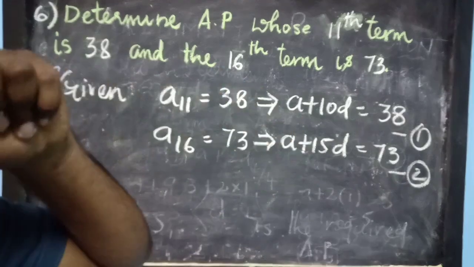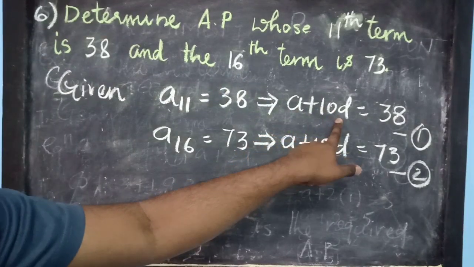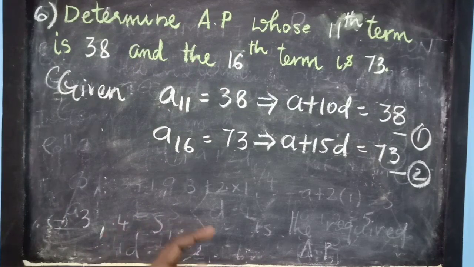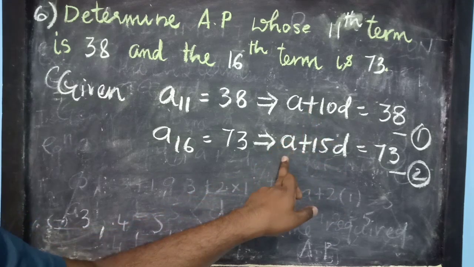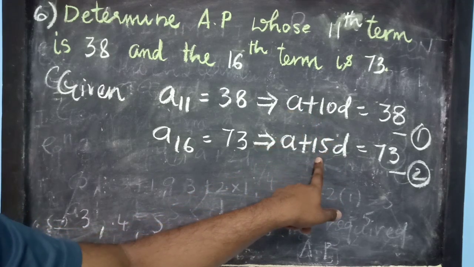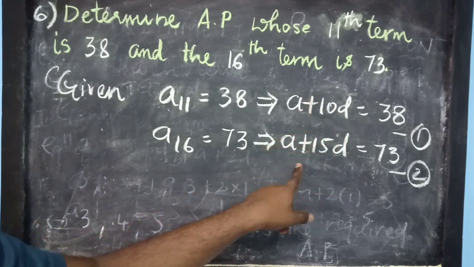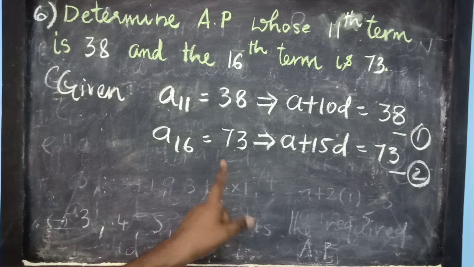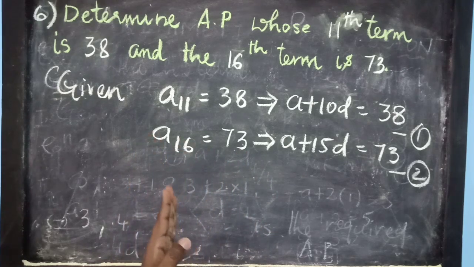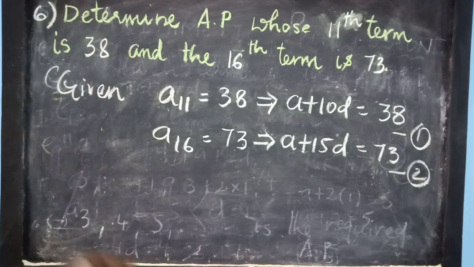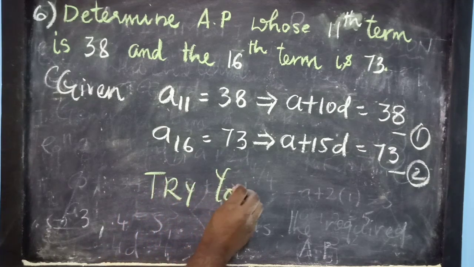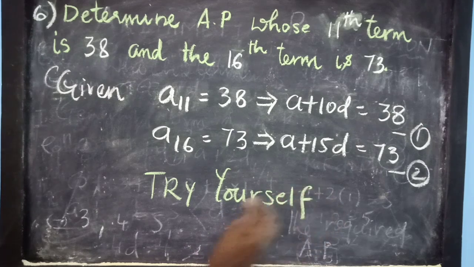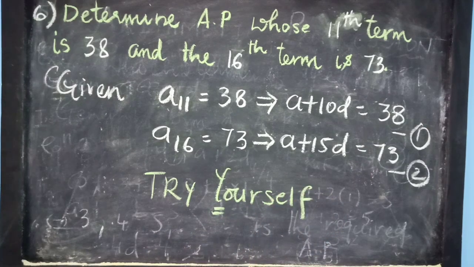Now you should simplify this to get the value of a and d to find out the AP in the same way as the previous problem. Subtract equation 2 minus equation 1, so a will cancel out, and you will get the d value. Then substitute the value of d in equation 1 or 2 to find out the value of a. Then substitute the value of a, first term, and d, common difference, in the general form of AP to find out the AP. Please try this problem yourself and find out the AP.